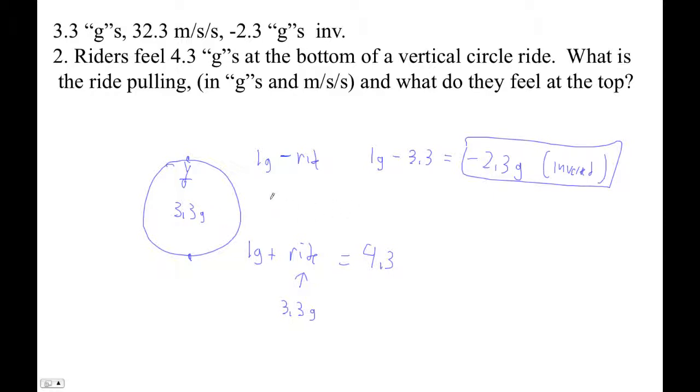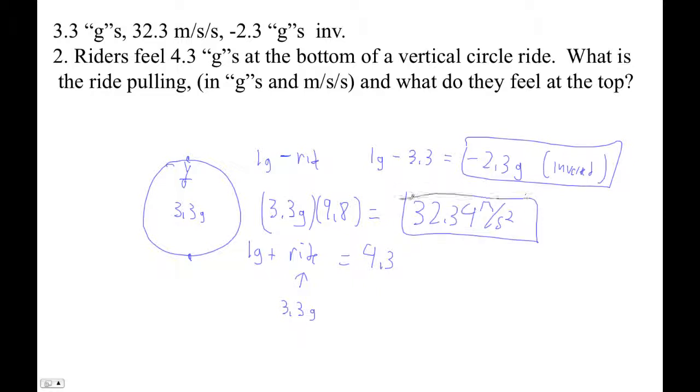And let's turn that into meters per second squared. So you go 3.3 Gs times 9.8. So you take Gs, multiply by 9.8, that'll give you meters per second squared. So 3.3 times 9.8 is 32.34 meters per second squared.